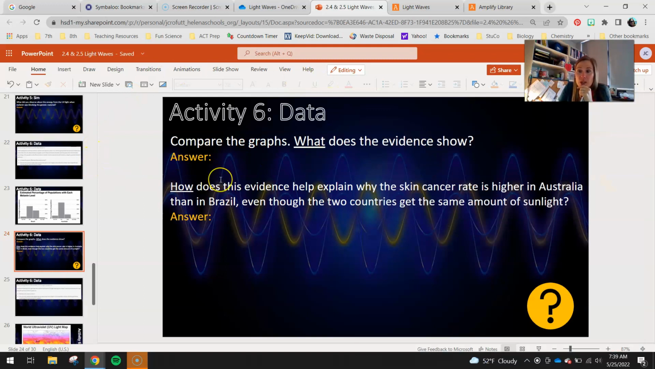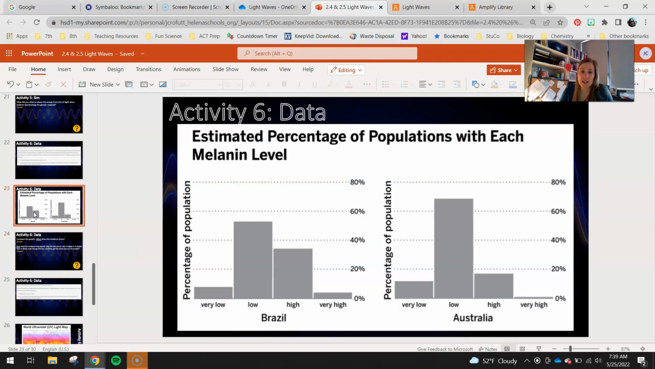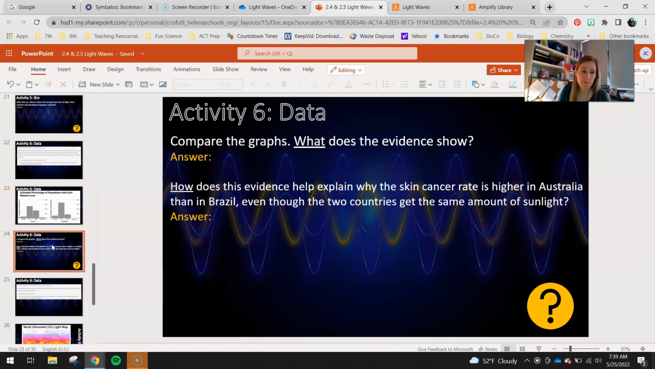Okay. Compare the graphs. What does this evidence show? So what did you guys kind of learn from Brazil versus Australia? Does it have something to do with the amount of melanin in the people's skin in Australia? Okay. How does this evidence help explain why the skin cancer rate is higher in Australia than in Brazil, even though the two countries get the same amount of sunlight? So what does this tell you guys about the percentage of people that are getting skin cancer rates in Australia, even though they get the same amount of sunlight in Brazil? Okay, why is Brazil's skin cancer rate so much lower?